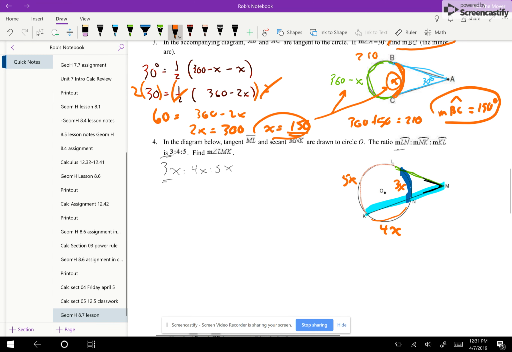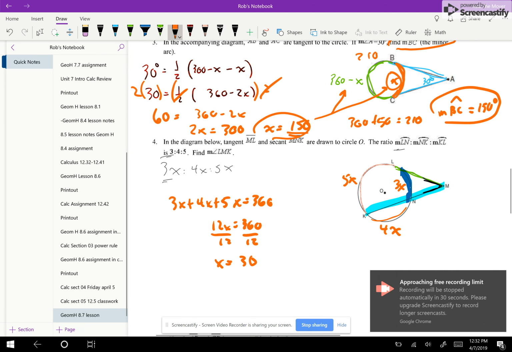Okay, so we're going to add all these together. 3x plus 4x plus 5x equals 360. That is 9 plus 3 is 12x equals 360. And a good third grade teacher that taught me 36 divided by 12 is 3. Because I learned my 12 times tables in third grade. And if you add a 0 to that, it's 30. X is 30.